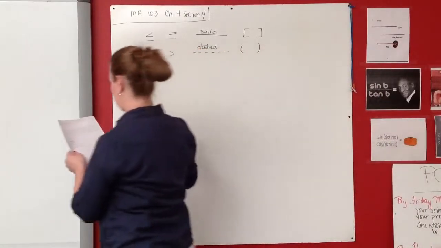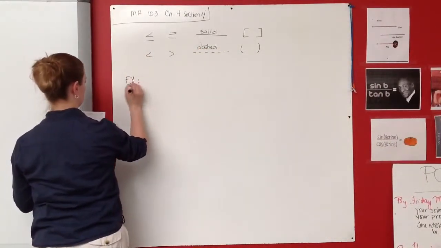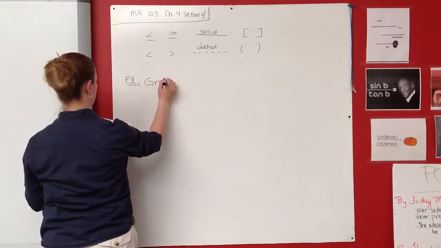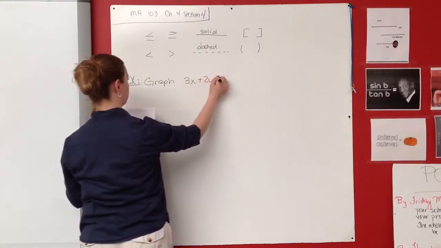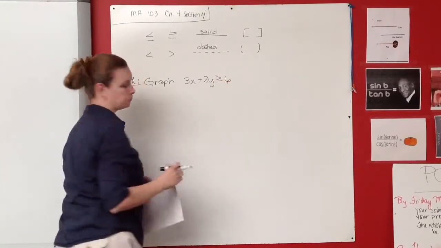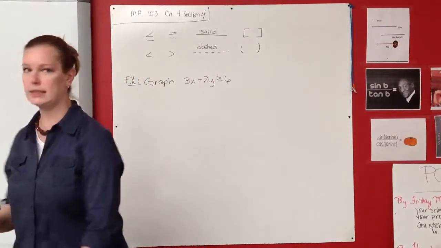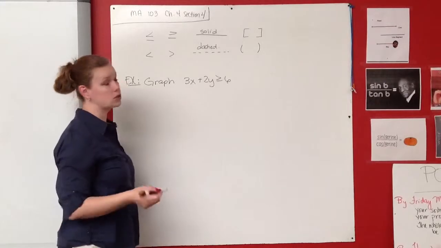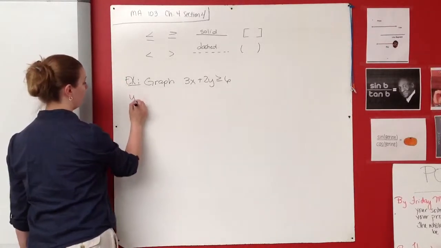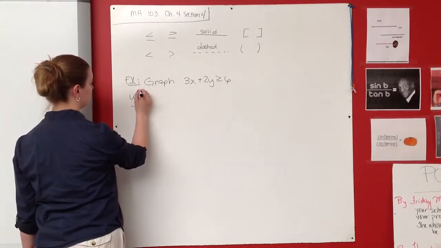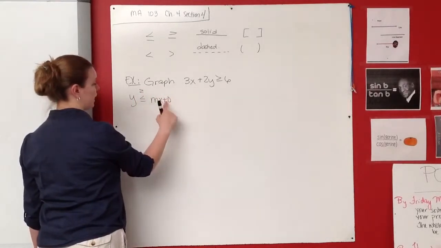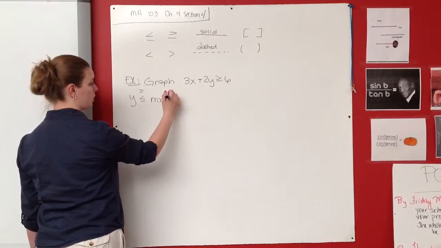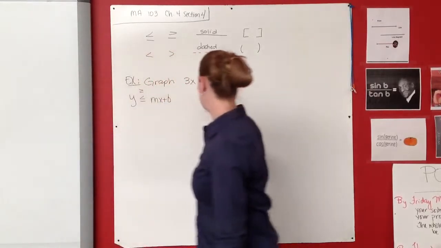So let's look at an example. We want to graph 3x plus 2y greater than or equal to 6. Now, the idea is to make it look as though it is in slope-intercept form. We want y either greater than or equal to, less than or equal to, whatever it is, mx plus b. Then we have an intercept we can start with and our slope. So that means we're going to isolate this y.